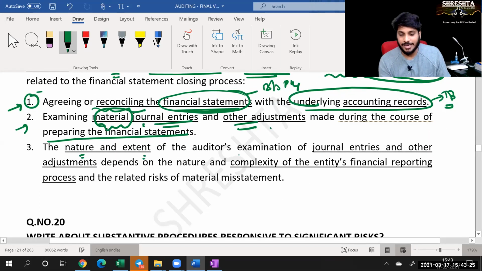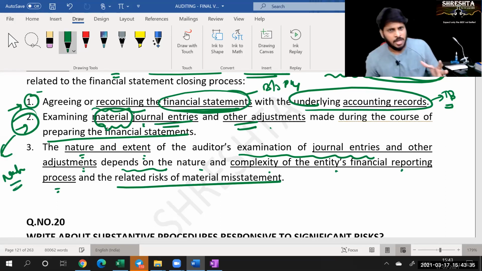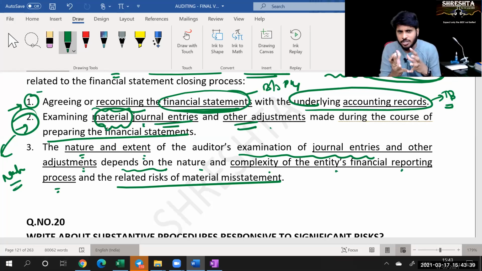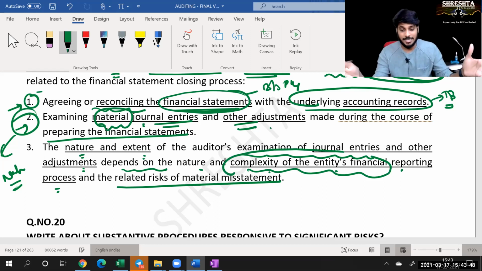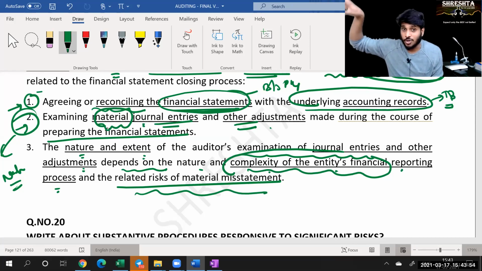The nature and extent of examination of journal entries and other adjustments depends upon the nature and complexity of the financial reporting process and related risk of material misstatement. So how will I verify these journal entries? Do I need to verify all the closing journal entries or only a few? Do I need to look at all the adjustments or only a few? It depends upon the complexity of the organization and the related risk of material misstatement. If the organization is very experienced, even headed by chartered accountants, with an audit committee, the approach differs.